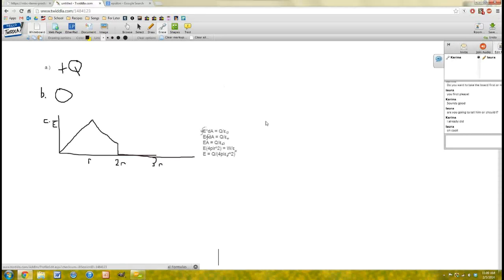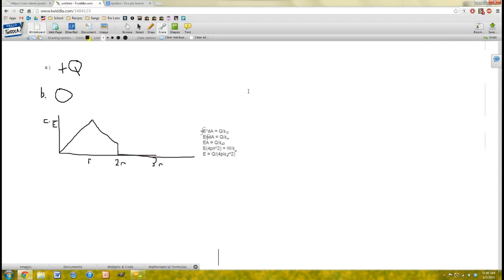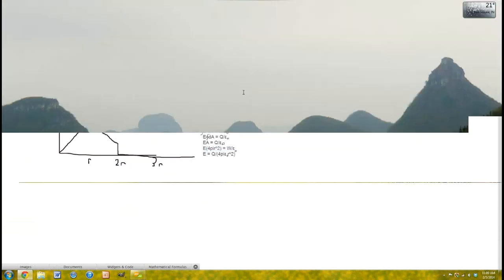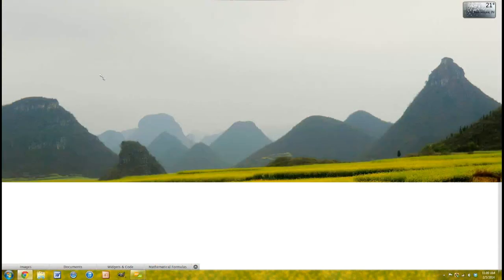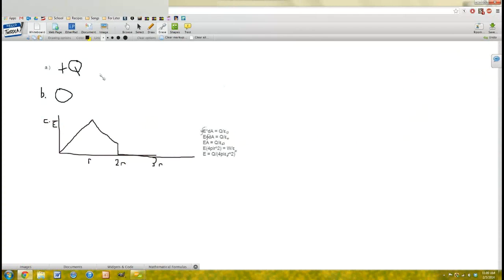Okay, and so the first question I think was, how much charge is on the inner surface of the insulating spherical shell, I believe, right? And what did you guys say? We said plus Q. Plus Q.